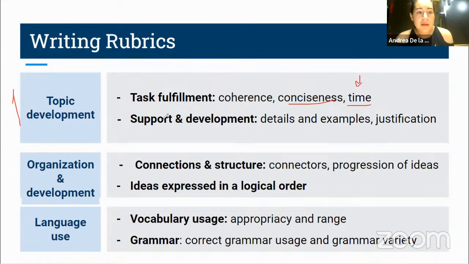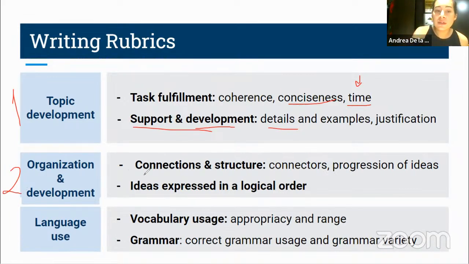Topic development was also about how you develop your ideas. So if you just say, I think that we should all eat healthy food, right? That is your idea. But you don't need to just say something like that. You need to support and develop your responses. So if that is your opinion, then you need to tell me why. You need to give me reasons, examples, details, everything that supports what you're saying, right? That was topic development.